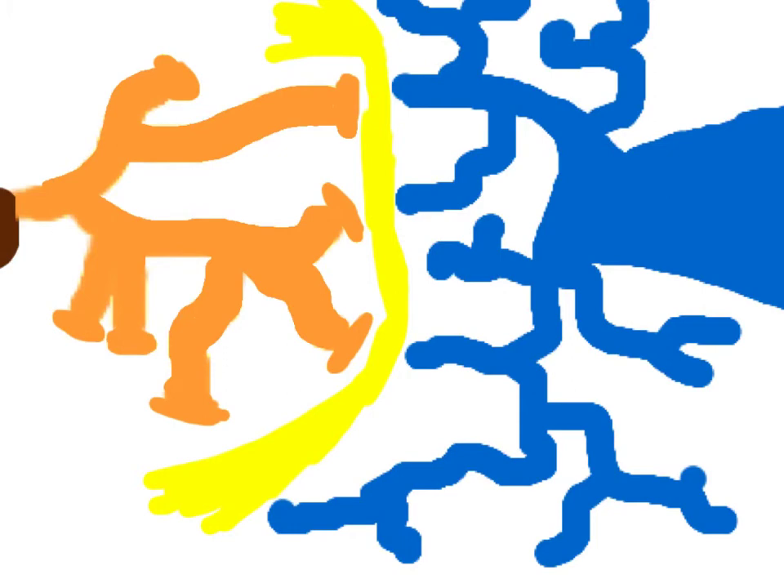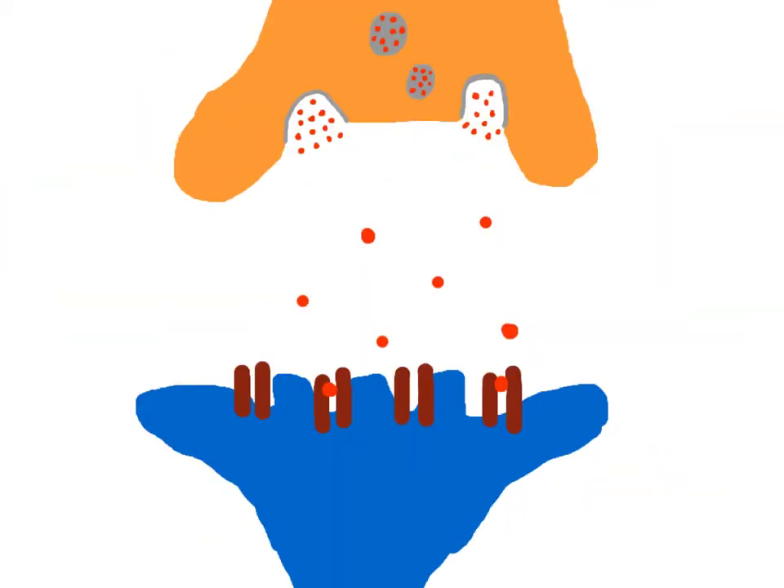Here is a close-up of a terminal bud and a dendrite. So this yellow part right here is called the synaptic gap, and that is just where the transmission of information occurs.